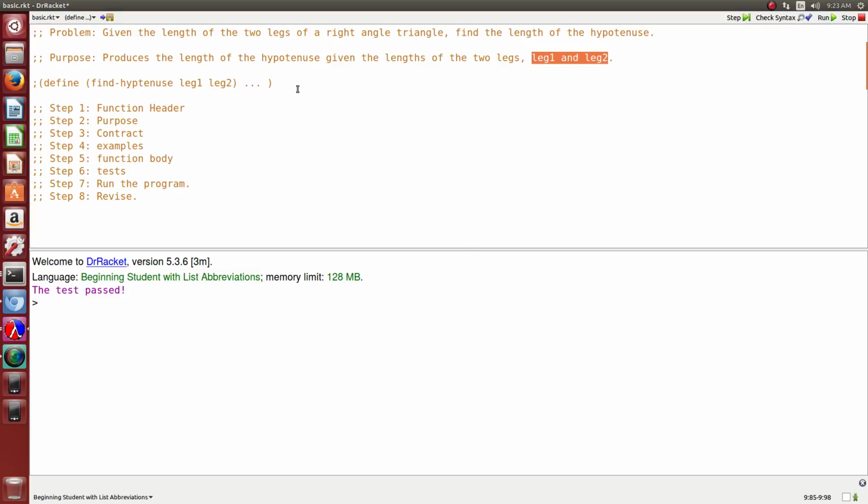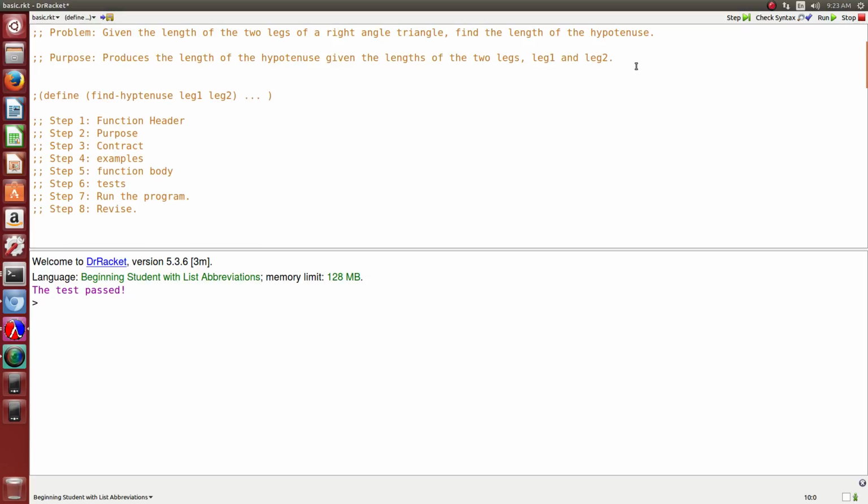Okay? Alright, so now that we've done the function header and the purpose, we should do the contract. Now the contract specifies what the types of data leg 1 and leg 2 should be, and then what we should return. We know that length is a numerical value. So for the contract, we can say, we're going to take a number and another number, and it should produce a number.